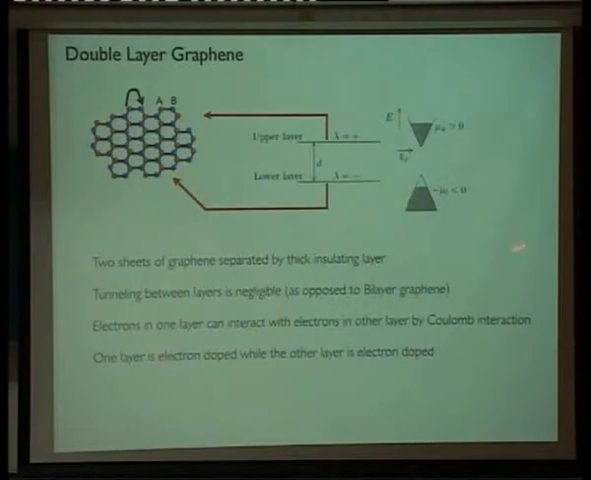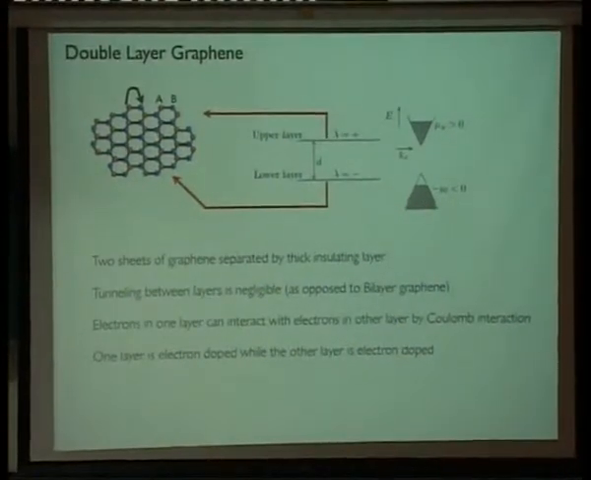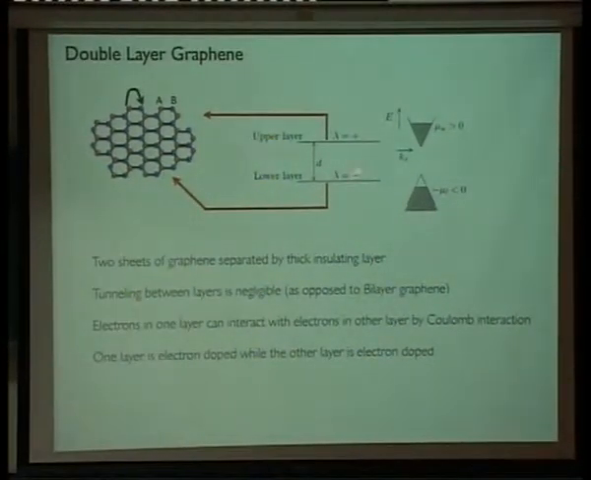I'm going to assume there's still Bernal stacking, but in some sense that will not be important because I'm not going to consider tunneling between these. So in some sense it's irrelevant because I'm not going to tunnel from one layer to another. Tunneling between these layers is negligible, whereas bilayer graphene is very strongly tunnel coupled. And for our purpose, we'll set it to 0. However, the electrons in one layer can interact with electrons in the other layer by Coulomb interaction. So the two layers are coupled only by Coulomb interaction.